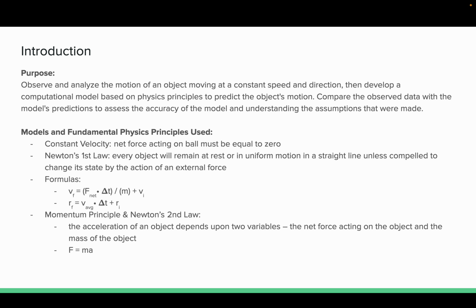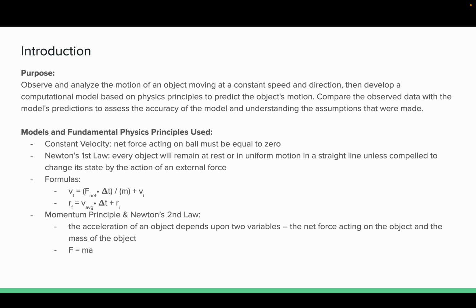Some important models and fundamental physics principles that were used. First, constant velocity. In order for an object to be moving at constant velocity, the sum of forces acting on the object must be zero. Newton's first law then states that every object that is at rest or in motion will remain at rest or in motion until another force is acted upon it.